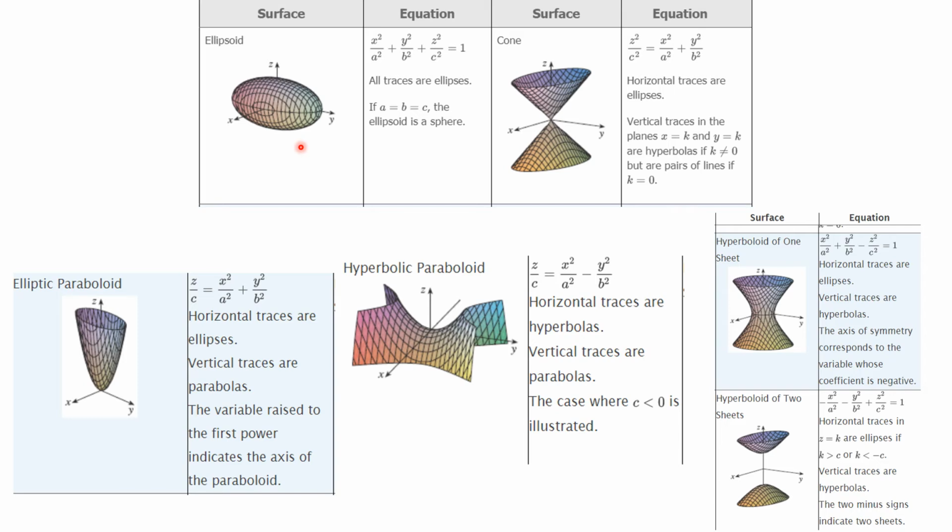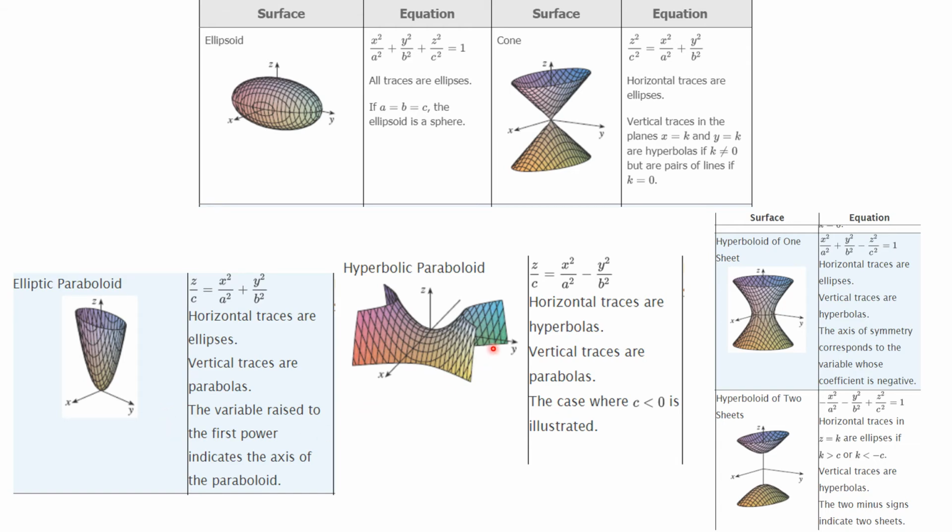Okay, we've talked about an ellipsoid here. We did an example where it looked like this, and the traces are all ellipses, and if a equals b equals c, then it is a sphere. So we did an example of an ellipsoid. We also did an example of the thing called an elliptic paraboloid. Horizontal traces are ellipses, and vertical traces are parabolas. The variable raised to the first power indicates the axis of the paraboloid. So we did one of those.